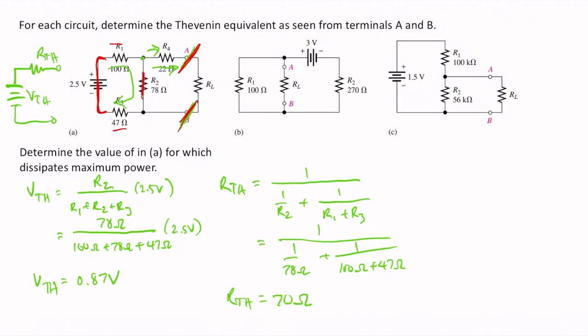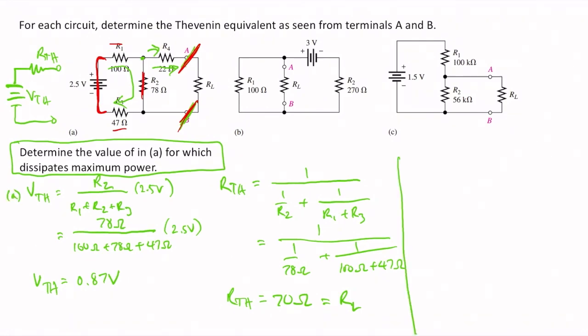And to answer this question, this should also be the value of the load resistance in order for the maximum power to be transferred from the source to the load. So that's for part A. What about for part B? For part B, again, we do the same.